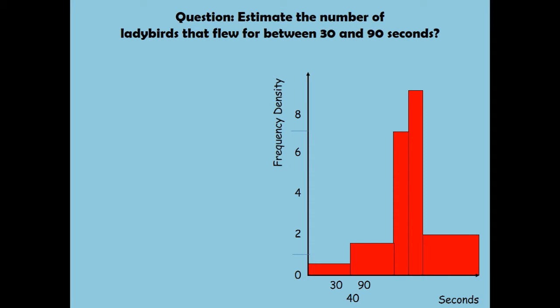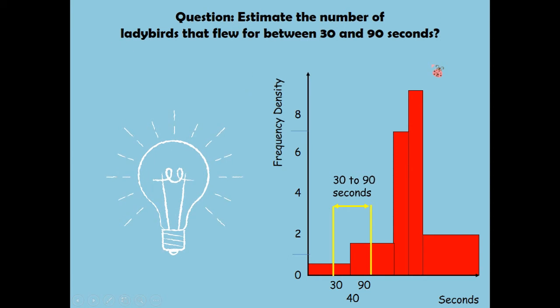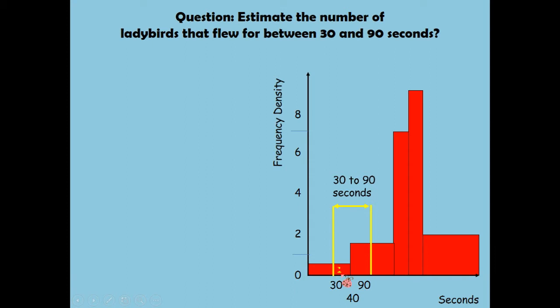Sometimes we may be asked to consider a question such as: estimate the number of ladybirds that flew for between 30 and 90 seconds. Using this visual clue, have a think out loud of how we would answer this question. Hopefully you can see that we need to find the area of this rectangle 1, as well as this rectangle 2. And it should be clear that it doesn't encompass the whole interval of each of the bars.